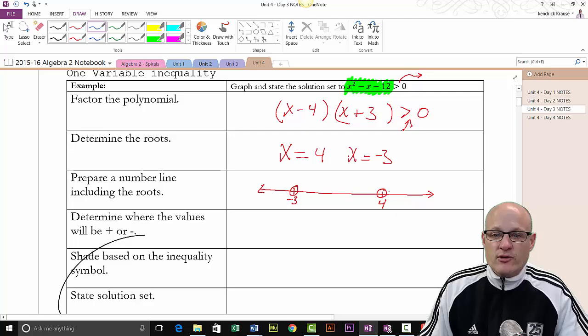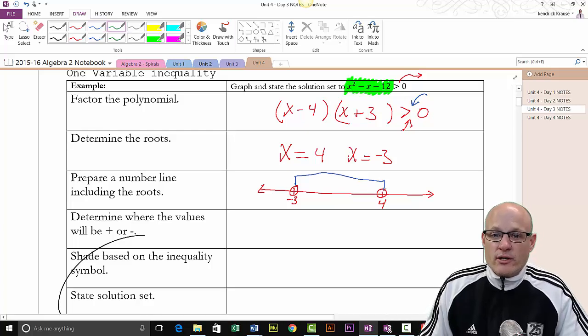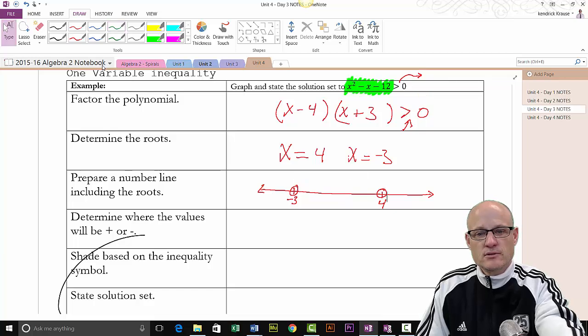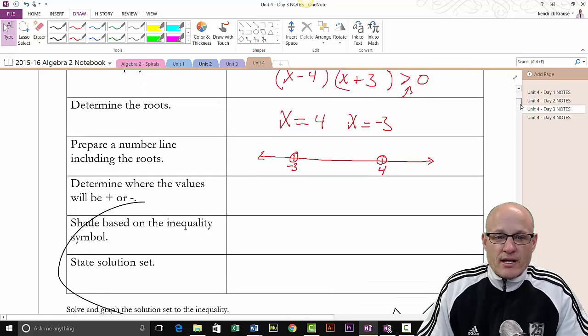We have to make the decision: are we going to connect the dots? Is this the area where it is greater than 0? Or are we going to march off in either direction and say, okay, out to the sides is where it's greater than or equal to 0? That's what we have to decide on. So I have to determine where the variables will be positive or negative.